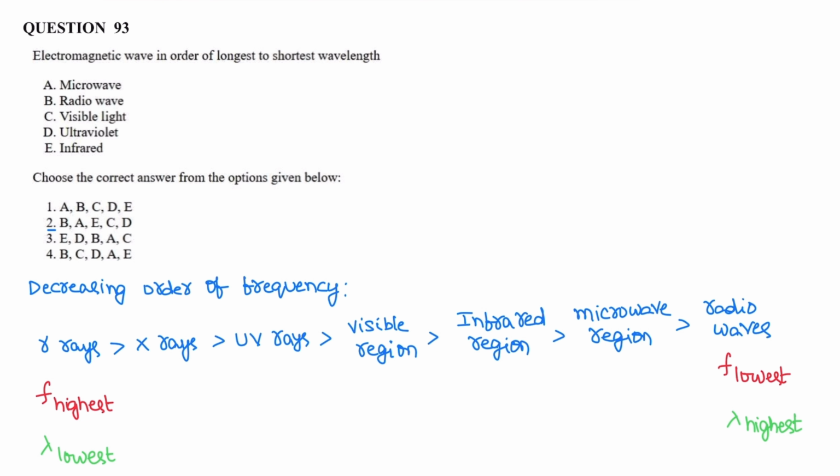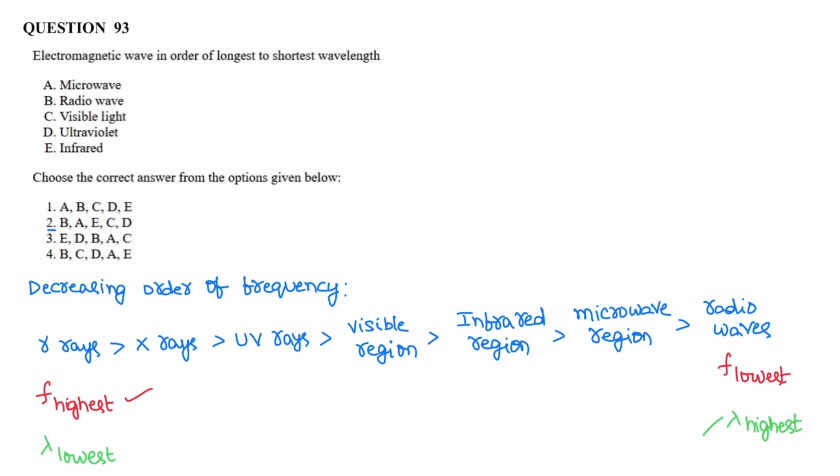Question number 93. Electromagnetic waves in the order of longest to shortest wavelength is... Decreasing order of frequency is gamma rays, X-rays, ultraviolet, visible, infrared, microwave and radio waves. Here the frequency is highest for gamma rays, and gamma rays have the lowest wavelength, and radio waves have the highest wavelength. Wavelength is high for radio waves.